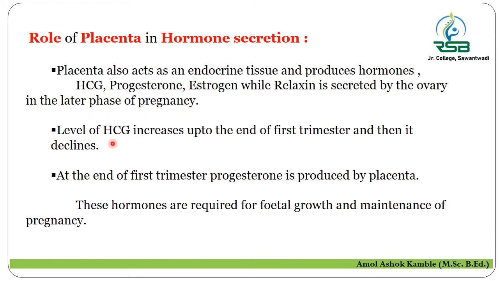The hormone HCG level increases up to the end of first trimester and then it declines. This part we already discussed in our previous lecture on pregnancy. And at the end of first trimester, progesterone is produced by the placenta to give the nourishment for the developing fetus. All these hormones are required for the fetal growth and maintaining the pregnancy process.